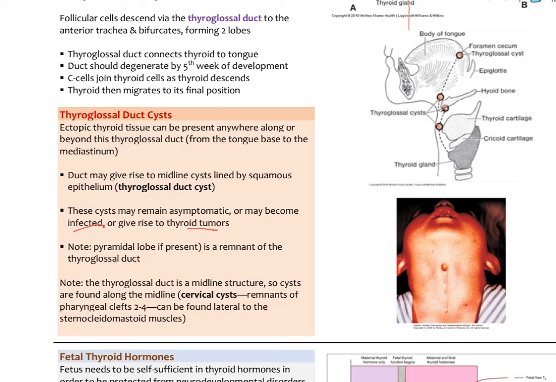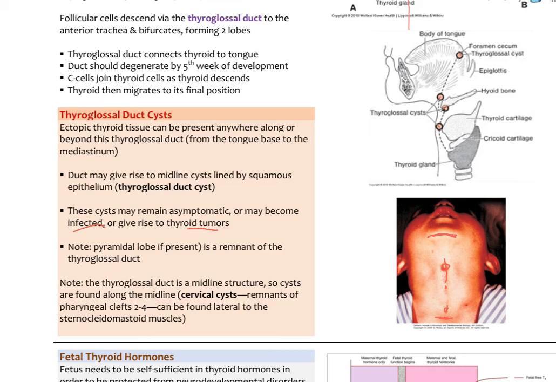So here you can see the base of the chin, and then here's the typical location of the thyroid, and here's the thyroglossal duct. And in this person, you can see duct cysts have formed at different portions along that. So this might be something you might palpate in the midline. So this would be a midline structure.